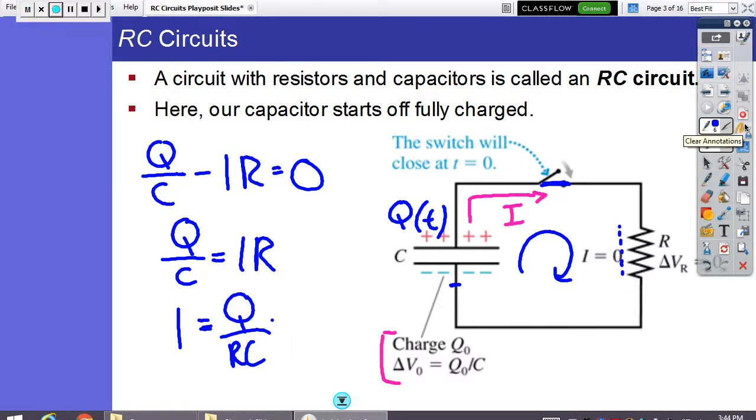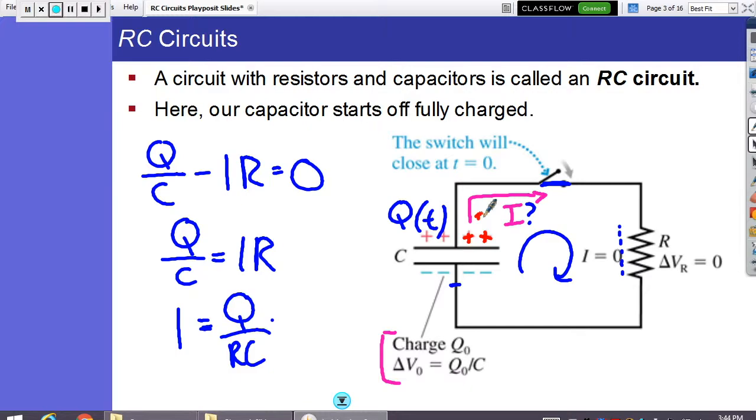Let's think about this current. Where is this current coming from? Well, that current is coming from charges leaving the capacitor. So as that current flows, and again, we're pretending that positive charges move, the charge on the capacitor is going to diminish and diminish.